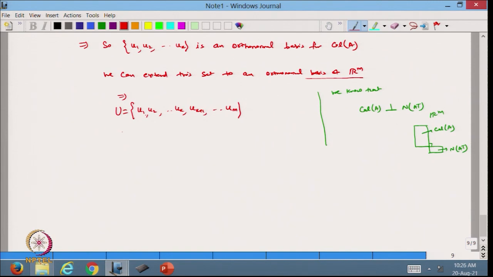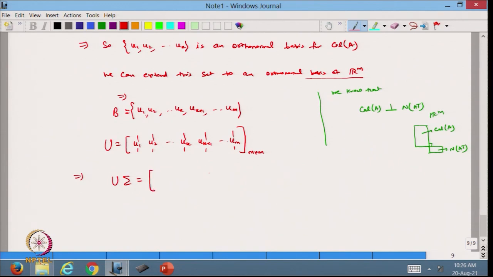So after getting this, instead of u_i let me just write basis B. After doing this I make my matrix U. The U matrix I will write with u_1 as the first column, u_2, ..., u_k, u_(k+1), and u_m. This is m columns, and this matrix will be m cross m, because all these u_i belong to R^m and are m in number. Now I want to see what my U sigma is.